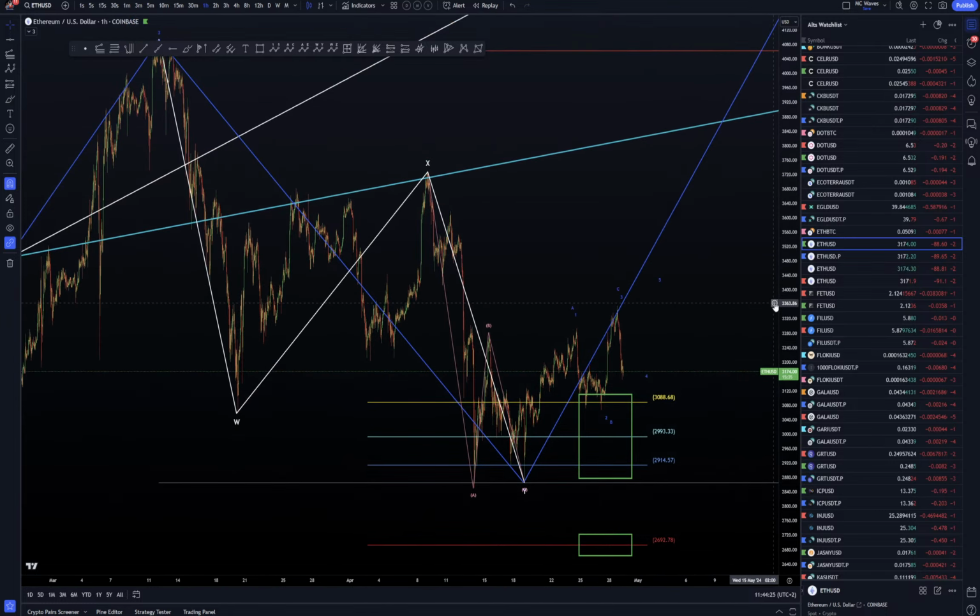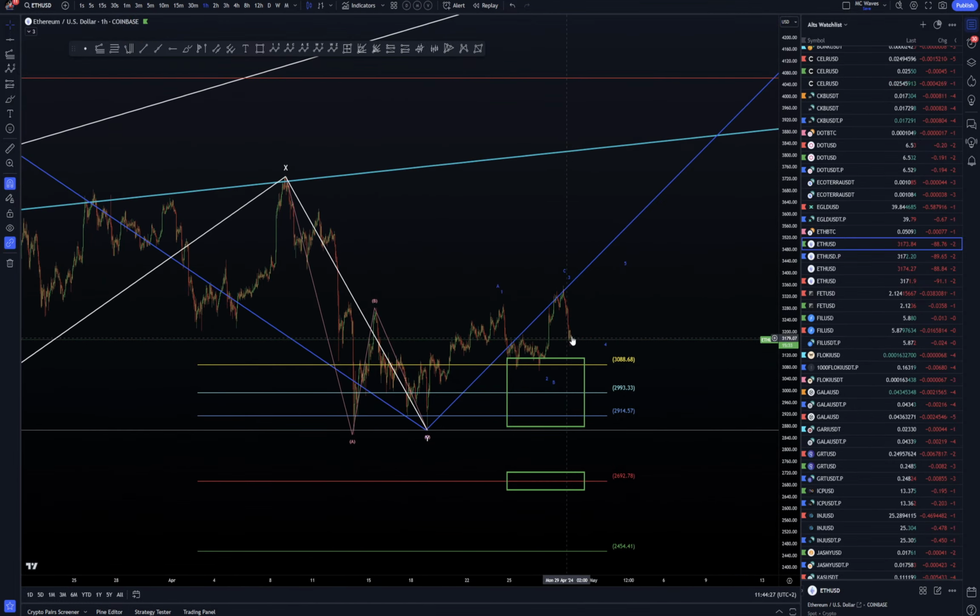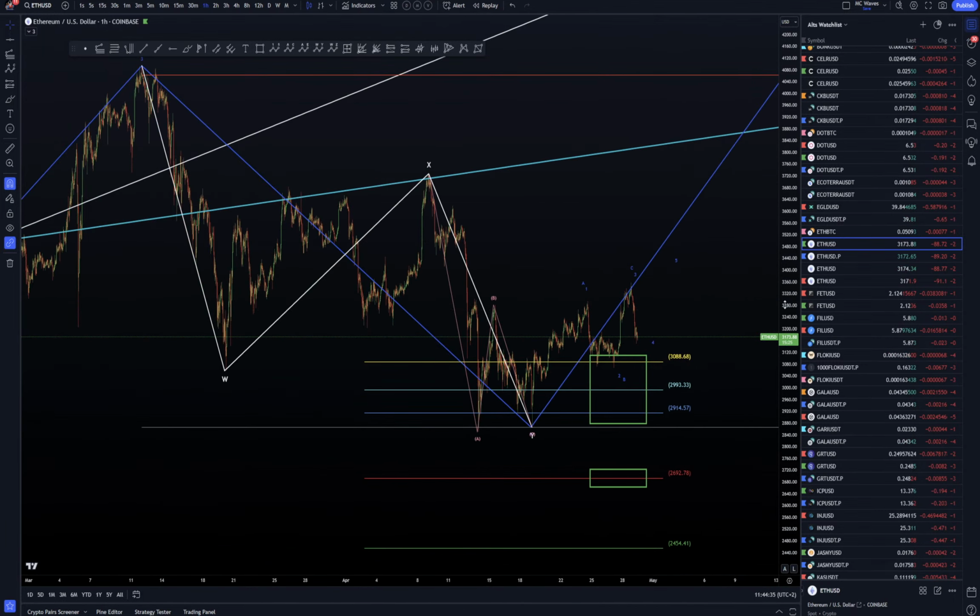So that'll be Ethereum really. Again, it all depends on Bitcoin. If Bitcoin is bearish here, it's going to be bearish. We cannot make the wave 4 in that case. If Bitcoin is bullish, it's going to make the wave 5 next.